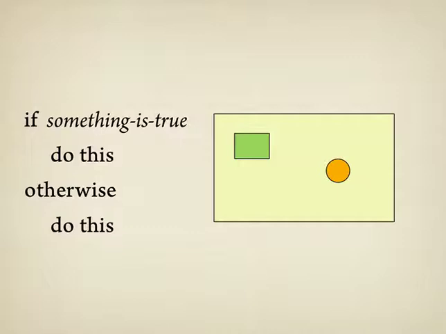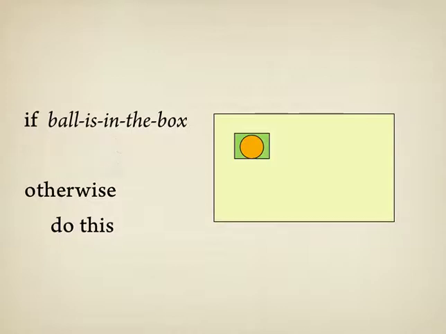So let's work our way through one line at a time, top to bottom. The first thing we see is if something is true. Well, what is the something that is true? We want to know, is the ball in the box? So that's our test. If the ball is in the box, what should we do? I know, let's increase the score by 100. So we add 100 points to the score.